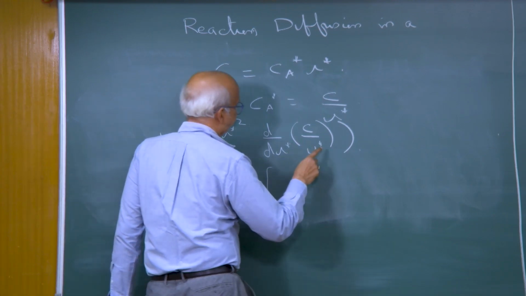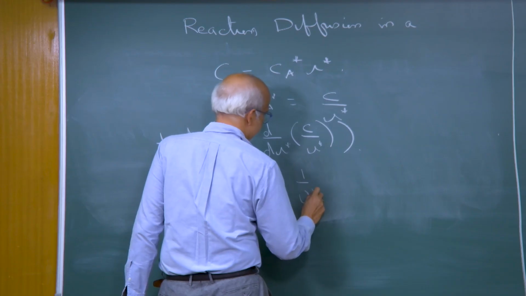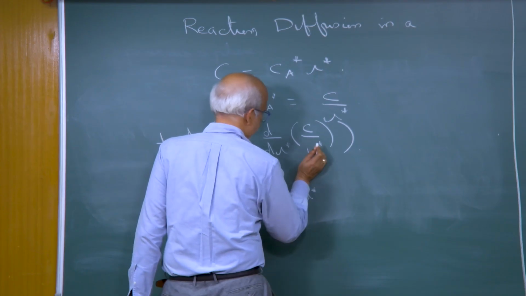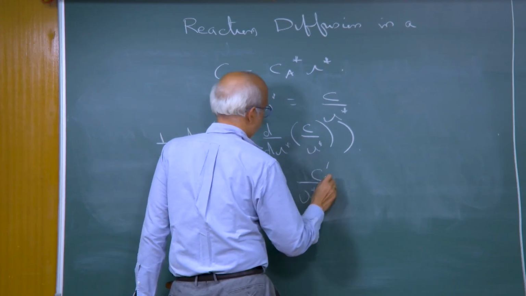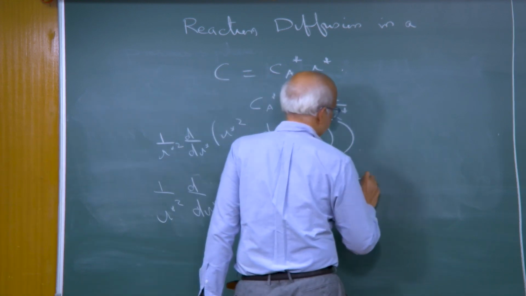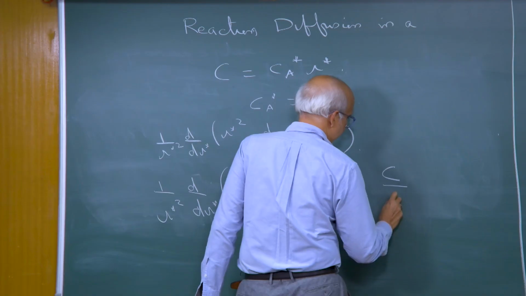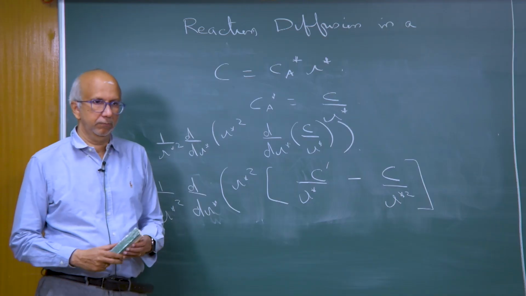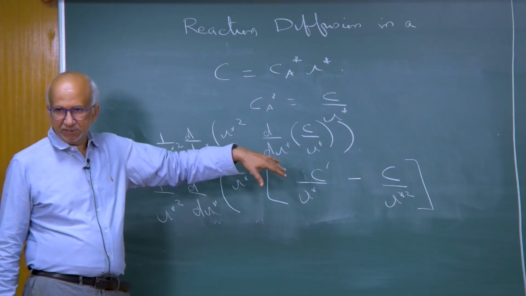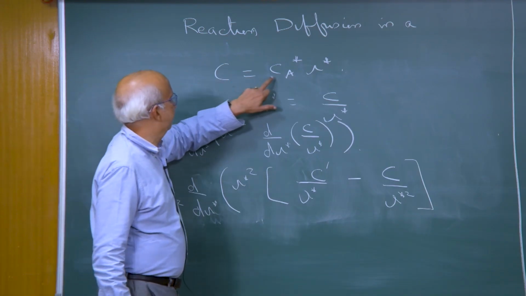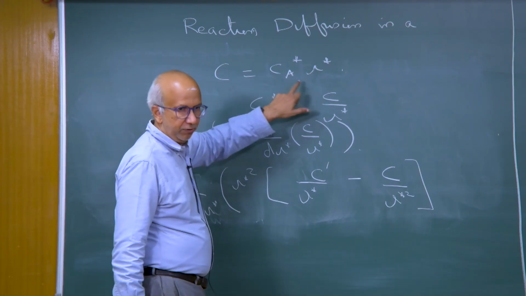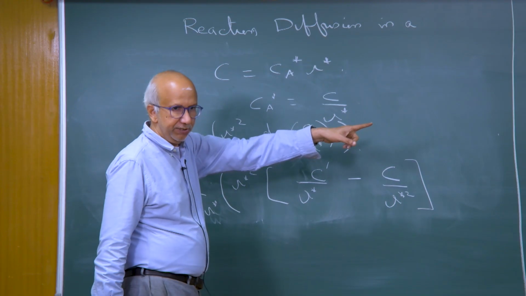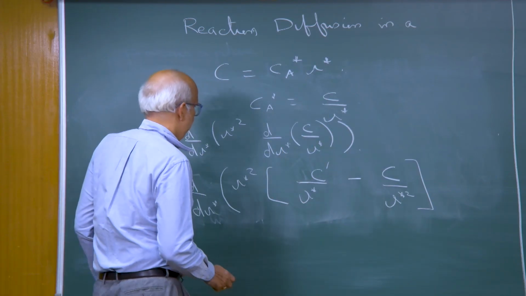What is this? 1 by R star times C dash minus C divided by R star squared. Okay. This is just, remember, CA star is a function of R star. C is also a function of R star. So, CA star is this thing, and I am just substituting for CA in terms of C. Okay. So, what is this?